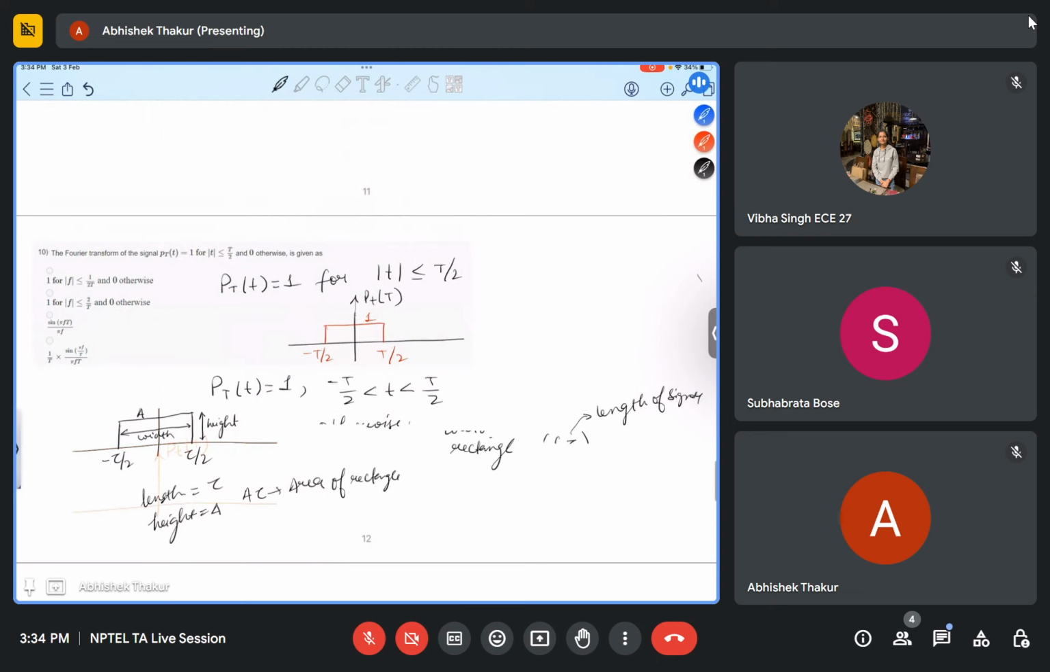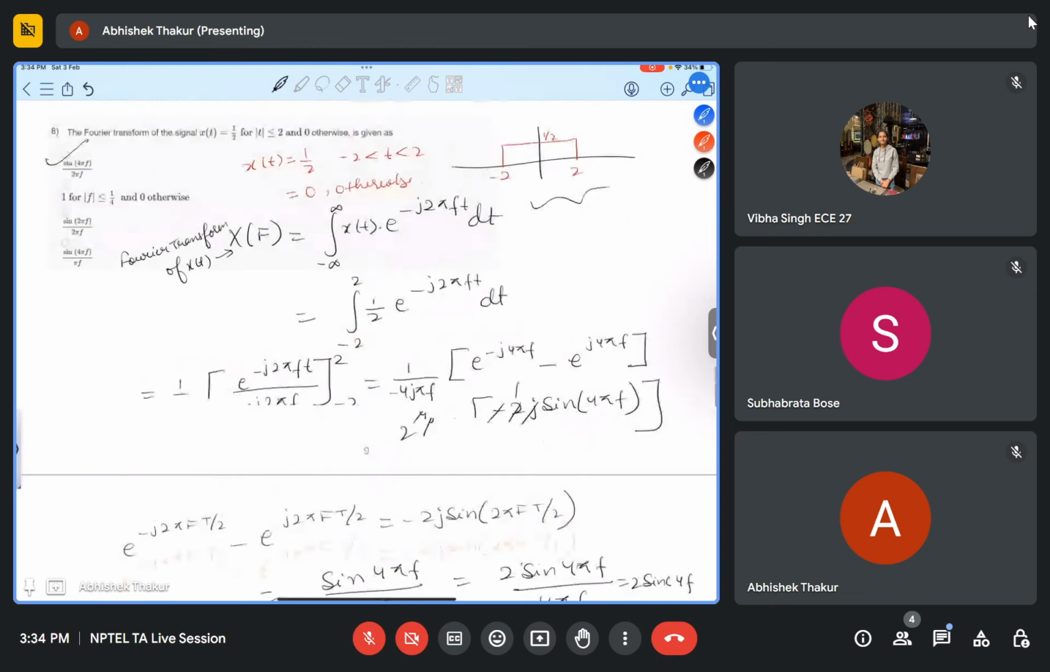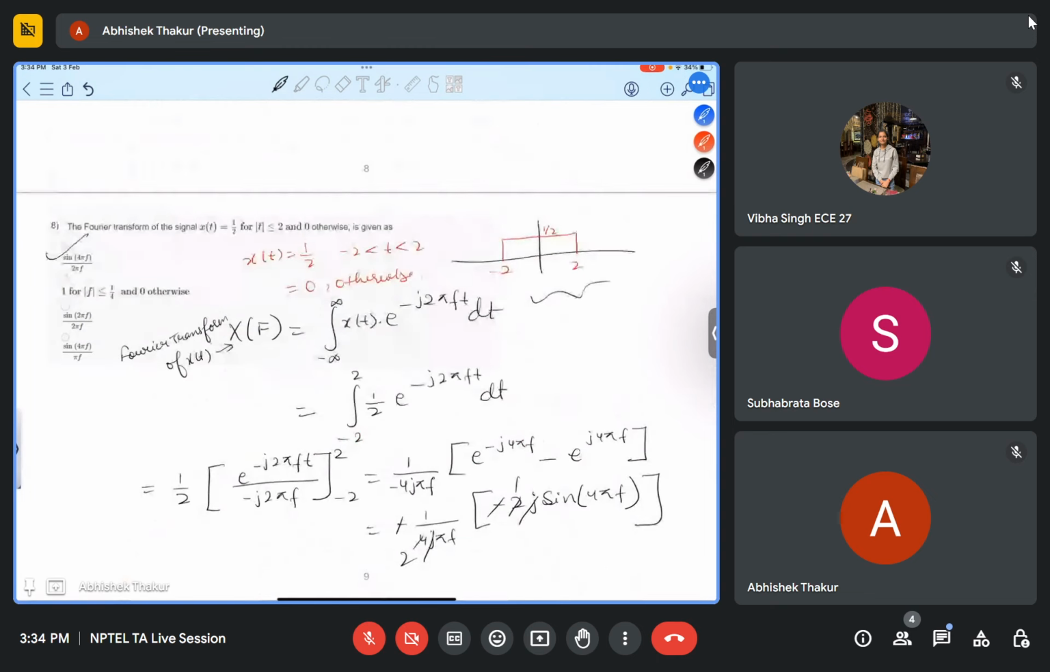So let's see the previous question. The previous question was like this. So what is the width here? Length is equal to 4 and height is equal to half. So area is equal to 4 into half. This is equal to 2. So what will be the Fourier transform here? A tau sinc of f tau.